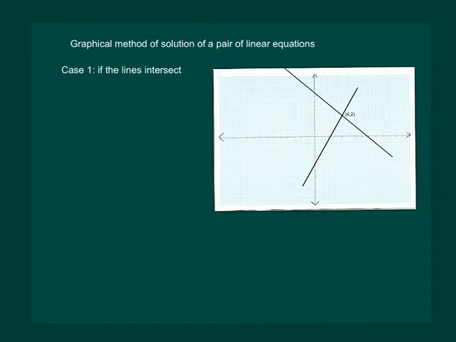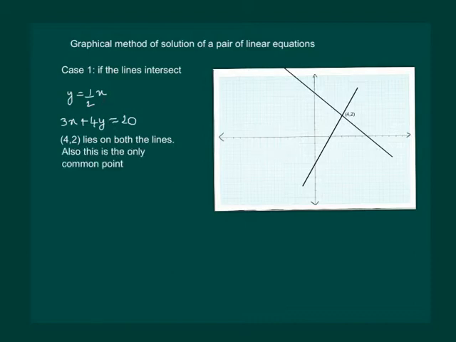First, consider the example of Akhila going to the fair and playing games and taking rides. We had two equations, y equal to half of x and 3x plus 4y equal to 20, whose graph came out to be two intersecting lines which intersected at the point (4, 2). This implies that the point (4, 2) lies on both the lines. Also, (4, 2) is the only common point.